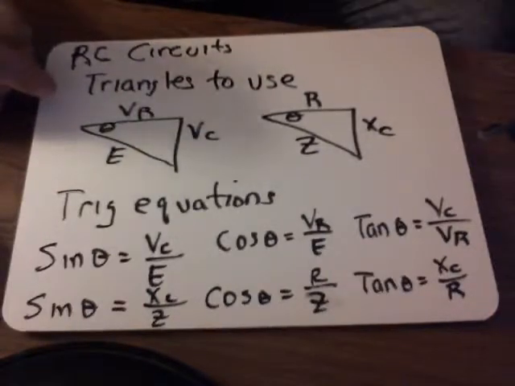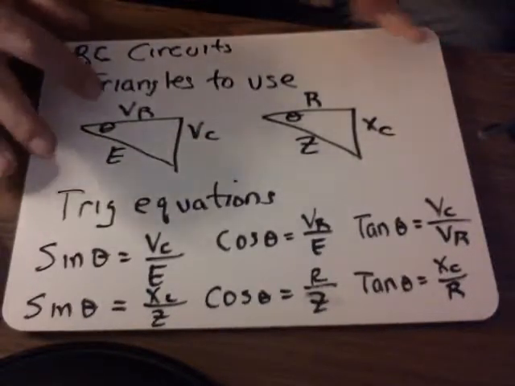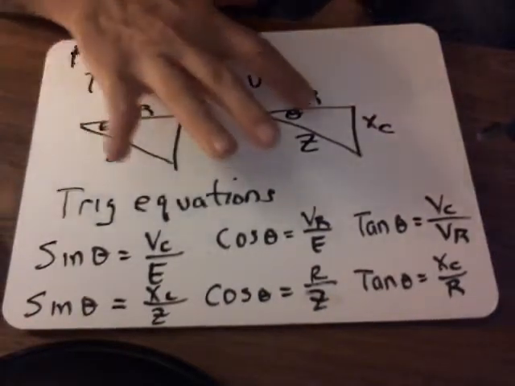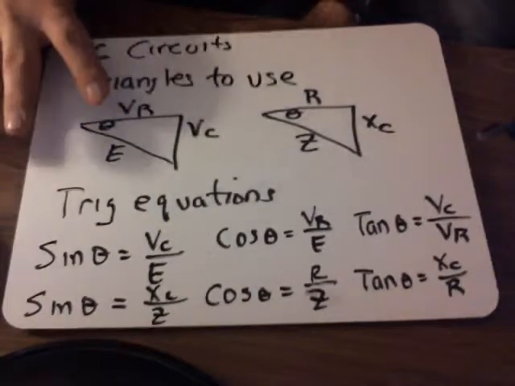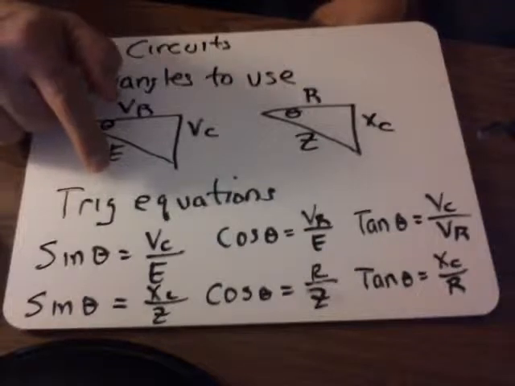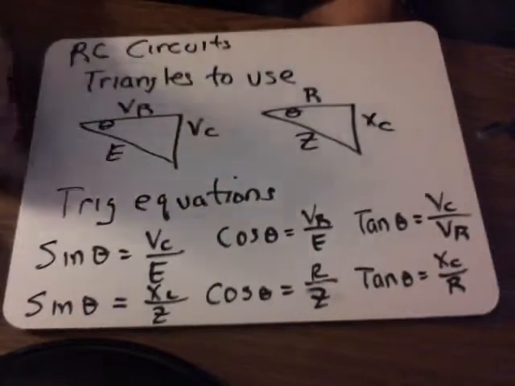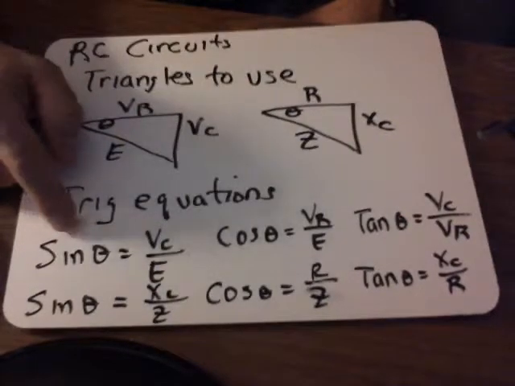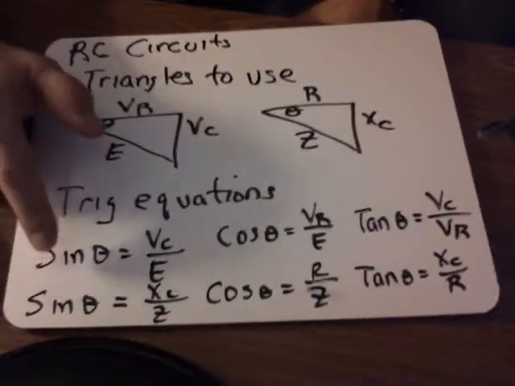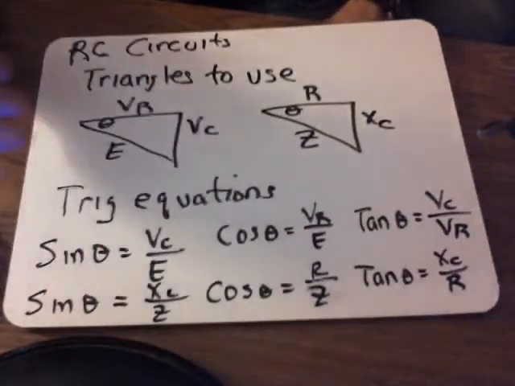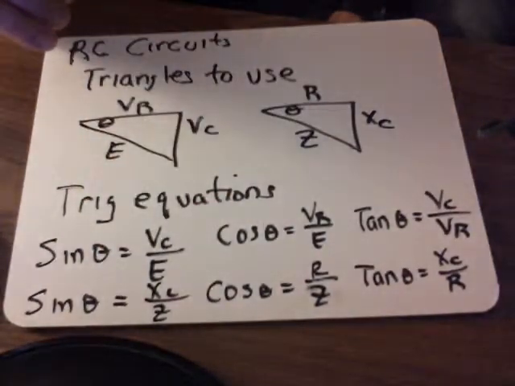So what you do is you draw either one or both triangles, depending on what all you're finding. Put in the numbers with what you know, and then move on to your trig equations to solve. So you see here, I've got the sine of theta for your voltage, and I've also got the sine of theta for your impedance. Sine is opposite over hypotenuse, cosine is adjacent over hypotenuse, tangent is opposite over adjacent.